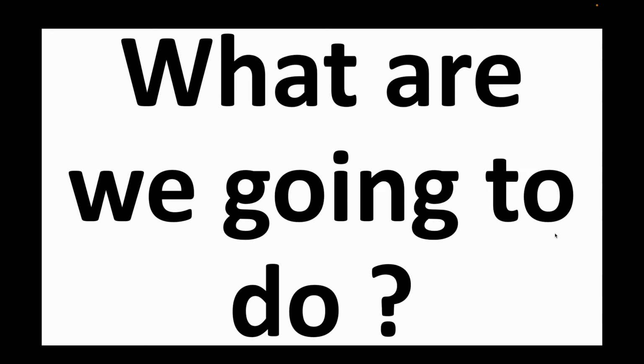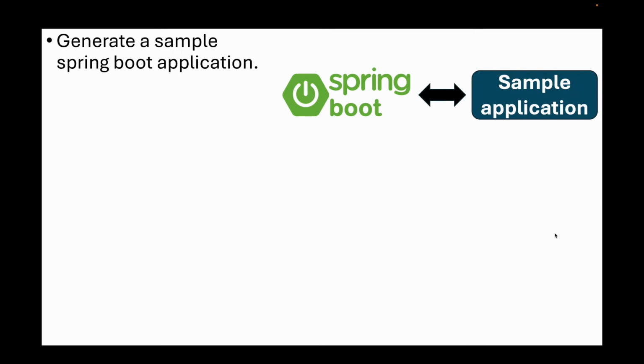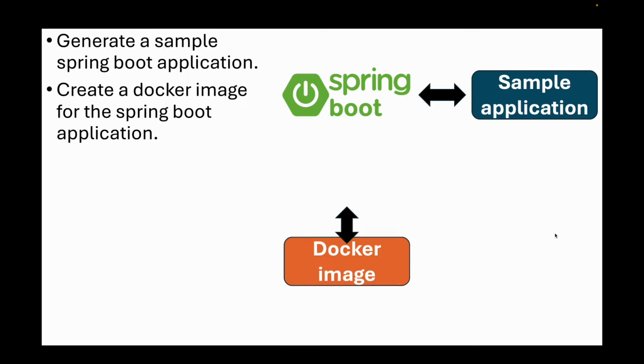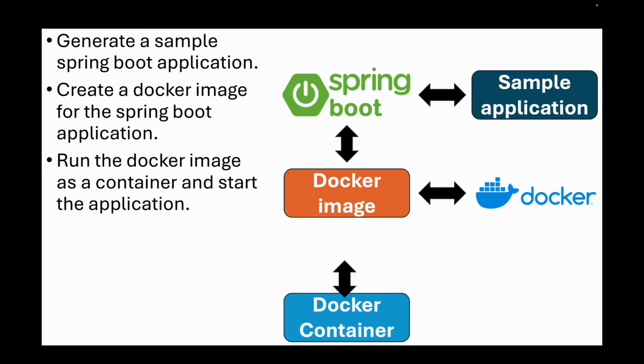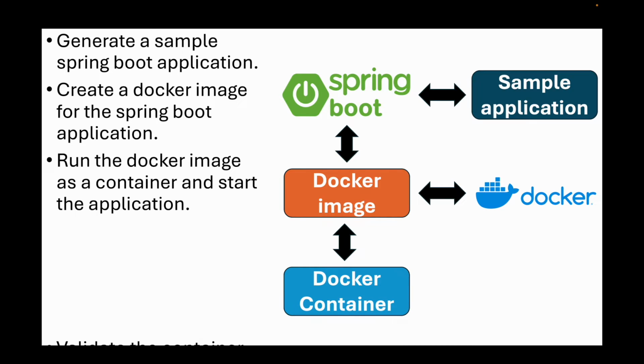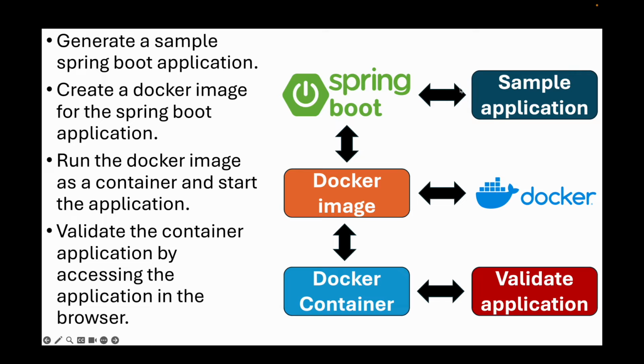So the first thing is, what are we going to do? All right, so what we are going to do here is generate a small sample Spring Boot application. So we'll head over to Spring Boot and we'll generate a sample application. Then we will be creating a Docker image for this Spring Boot application that we have created. And then using this Docker image, we'll be running this container, which will start the application for us, and then we'll validate the application by accessing this container in our browser. So we'll generate an application, we'll create a custom image for that application, we'll run that as a container using Docker. So Spring Boot for the application, Docker for creating the container, and then we'll also have Maven in between, which will help us to create the package.